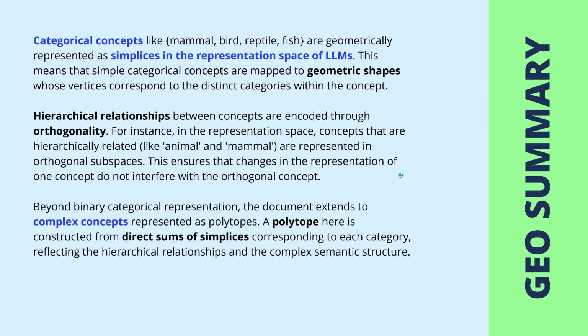And if we go a little bit more complicated, if we go beyond binary categorical representation, we find ourselves now in the area of complex concepts that are represented as polytopes. And you might say, yay, mathematics, I do remember. Yes, it was so beautiful. Yeah, a polytope here is a construct from direct sums of simplices corresponding to each category, reflecting the hierarchical relationships and the complex semantic structure of our human sentence. And yeah, this is all about here our human language.